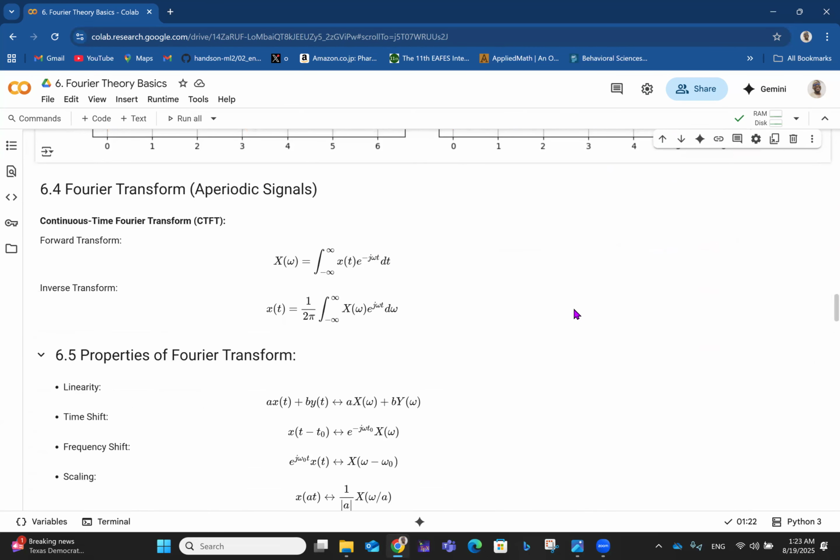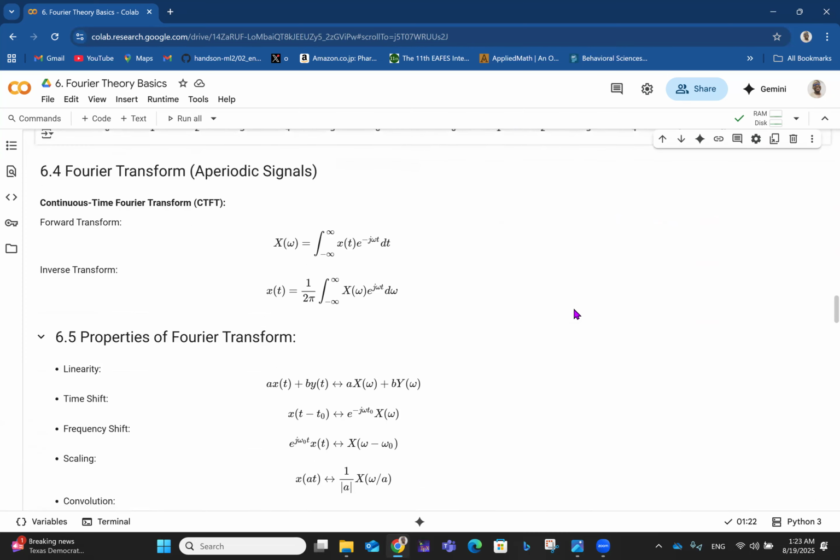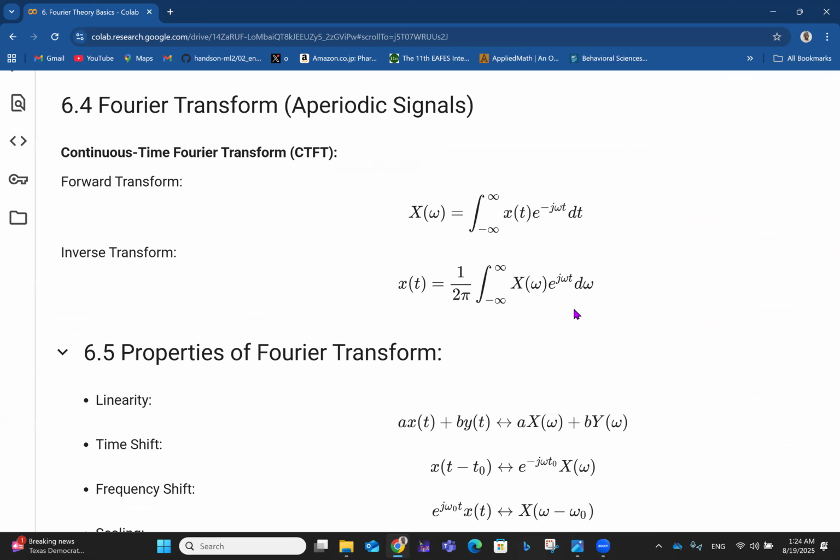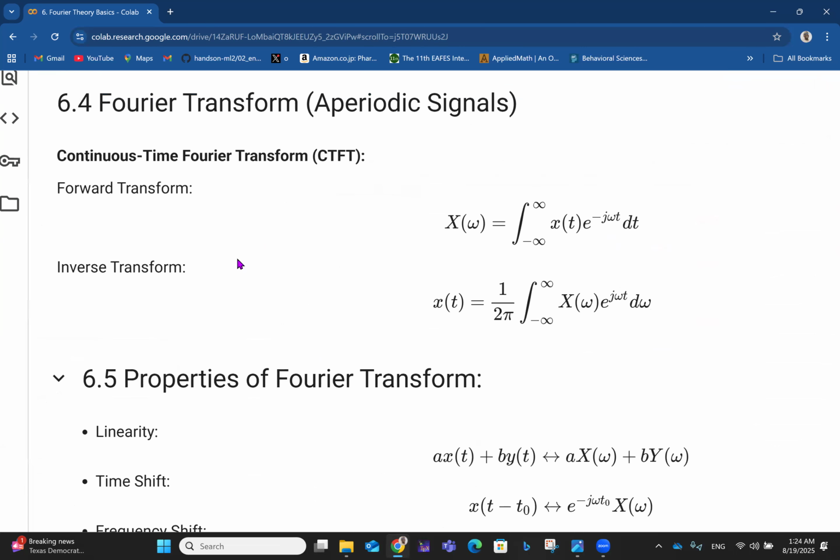Okay, so let's talk about the Fourier transform for aperiodic signals. Don't forget, you use Fourier series for periodic signals and you use Fourier transform for aperiodic signals. So let's talk about the continuous time Fourier transform, CTFT. We have a forward transform, that is X of omega equals the integral from negative infinity to infinity of x of t e raised to minus j omega t dt.